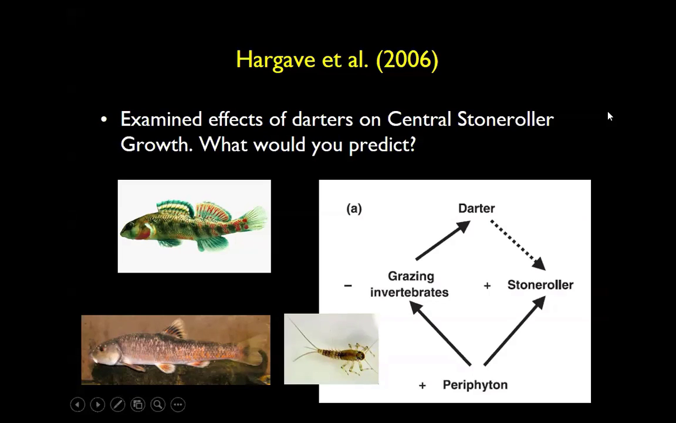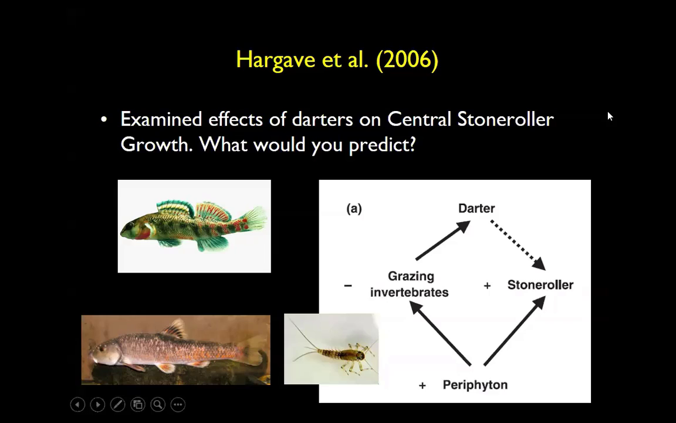So imagine a central stone roller. It's not that hard to imagine. Imagine all the stone rollers living in harmony. Sorry, I'm just going to stop now. Because they do, right? They live in harmony until we go and electrofish them.